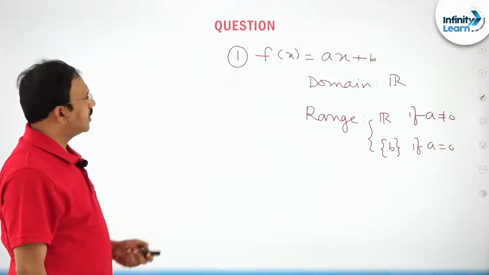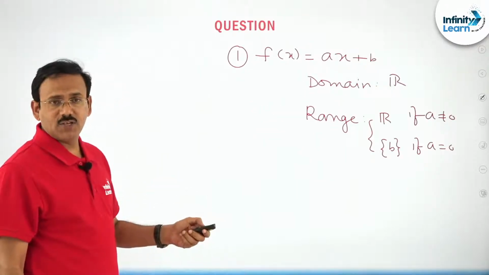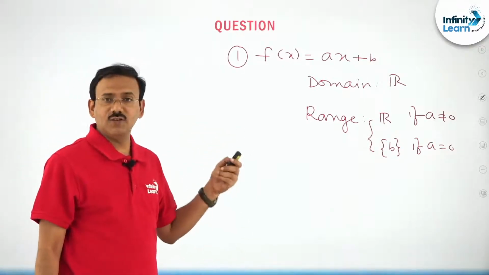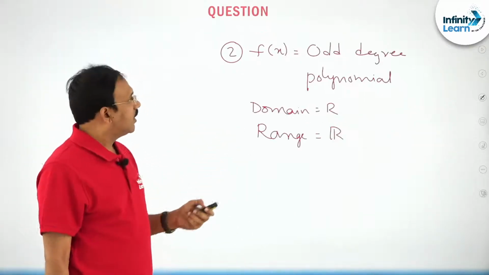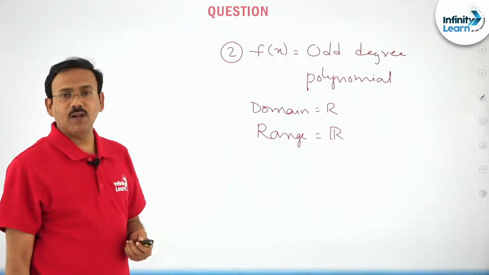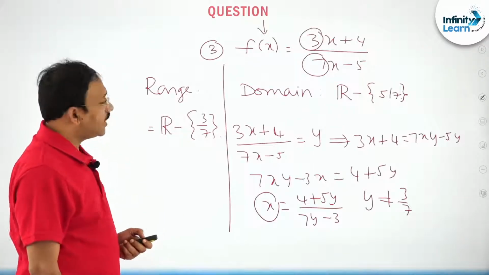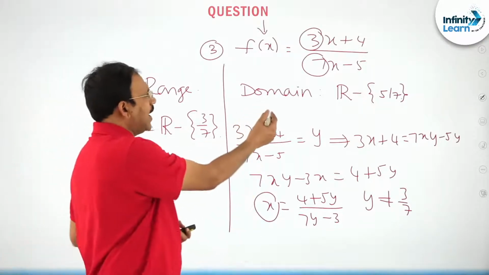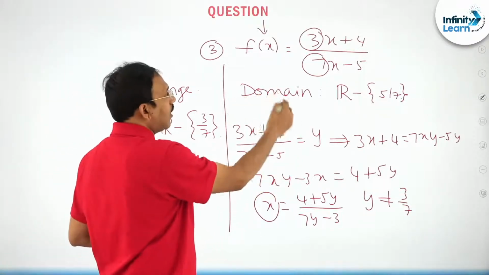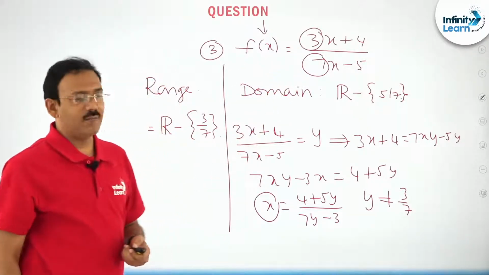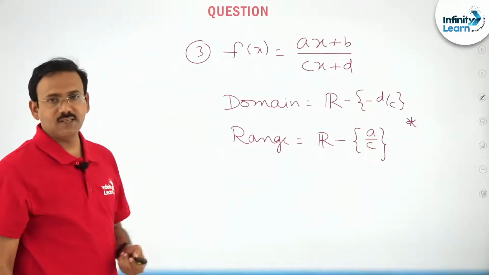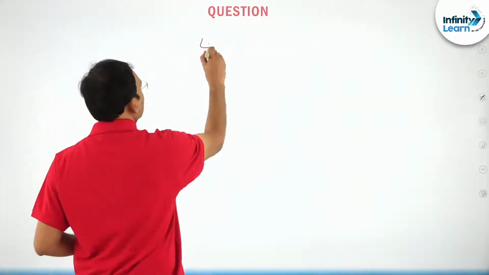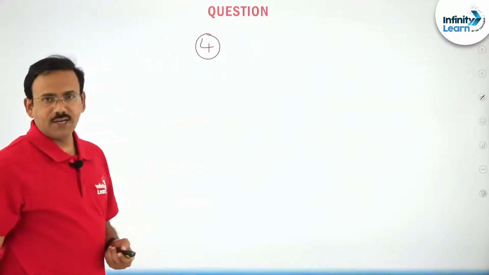Model 1, friends: if f of x is a linear expression, if a is not equal to 0, range is R; if a is 0, range is a singleton set. For any odd degree polynomial, range is R. Then if f of x is given like linear by linear, domain you can find anyhow, range is R minus a by c, like 3 by 7. This is one model. Next, friends, fourth model, range of a quadratic expression.